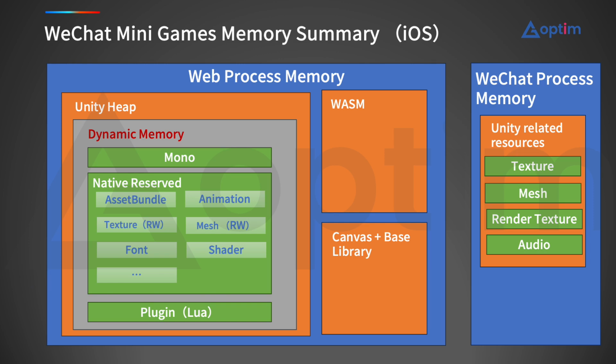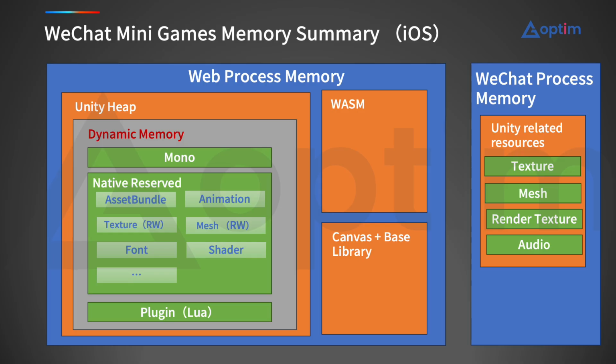So what actually drives crashes? There are three major components that impact minigame crashes: Unity Heap, WASM, Canvas and the base runtime libraries. Unity Heap is configured in the WeChat minigame conversion plugin. Its size must be carefully tuned, not too large and not too small. If it's too small, dynamic memory will force reallocations, leading to heap expansion. That reallocation process itself can cause instability. The best practice is to run multiple profiling sessions, observe your actual dynamic memory usage, and set Unity Heap slightly above that level to avoid repeated resizing.